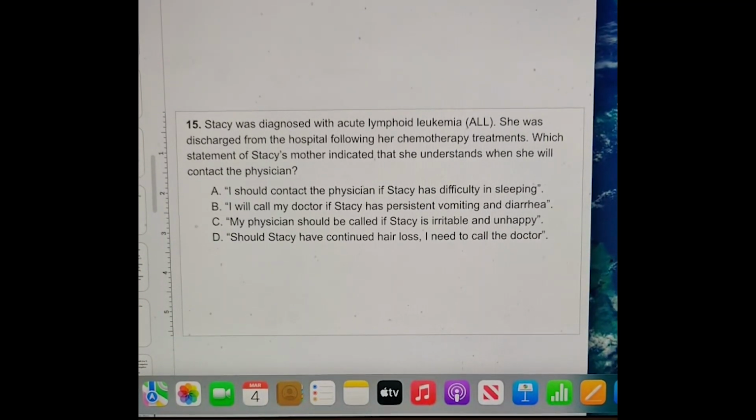Question 15. Stacy was diagnosed with acute lymphoid leukemia. She was discharged from the hospital following her chemotherapy treatments. Which statement of Stacy's mother indicates that she understands when she will contact a physician? I should contact the physician if Stacy has difficulty in sleeping. I will call my doctor if Stacy has persistent vomiting and diarrhea. My physician should be called if Stacy is irritable and unhappy. Should Stacy have continued hair loss, I need to call the doctor. What are we thinking?